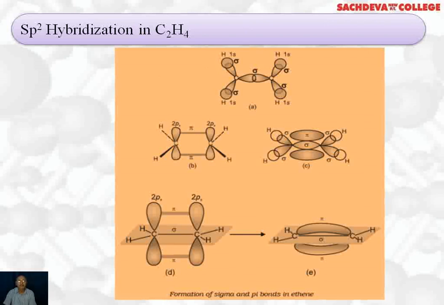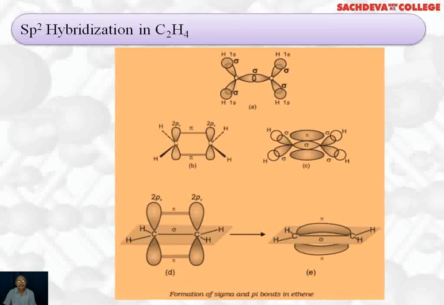I had told you that each carbon will be in the excited state. So one of the electrons in each carbon will form the pi bond, which is shown below in figure D. A pi bond can only be formed by parallel p orbitals. And so parallel p orbitals are forming the pi bond. Sigma bonds will be formed by sp2 hybridized orbitals.